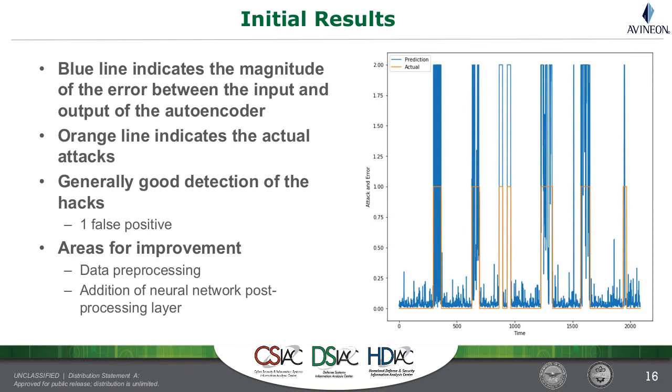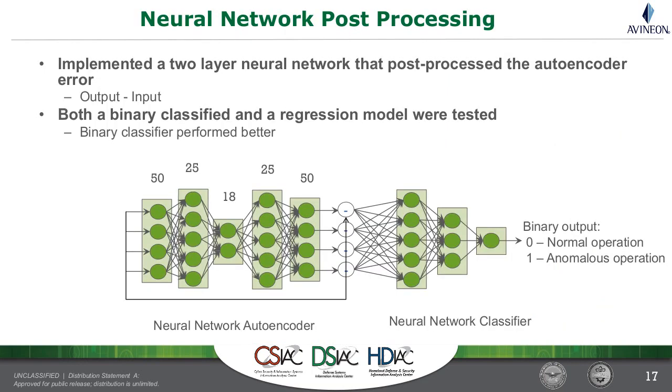So if you go to slide 17, what we did is you can see to the left, you have the neural network autoencoder, and on the right-hand side, we added a neural network classifier. It took the error generated by each of those 50 outputs as its input, and then it was designed to produce a binary output. So a 0 indicated normal operation and a 1 indicated anomalous operation.